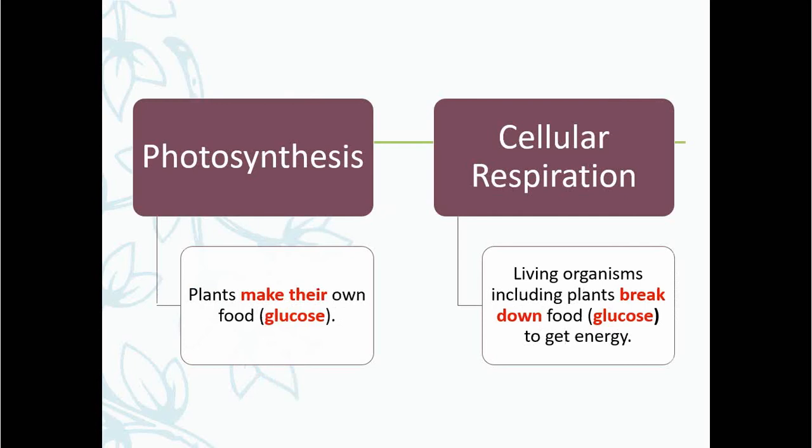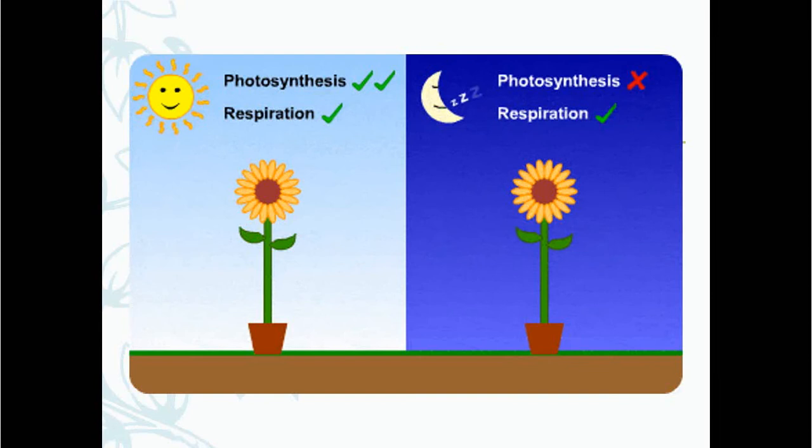Okay, so photosynthesis is the process by which the plant makes its own food, which is glucose. What is the difference between photosynthesis and respiration? Respiration, or cellular respiration, is a chemical reaction that breaks down food, which is glucose, to get energy. So it's exactly opposite to photosynthesis. And respiration happens in all the cells and it happens all the time.